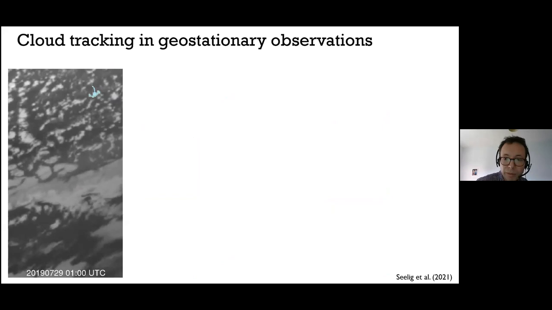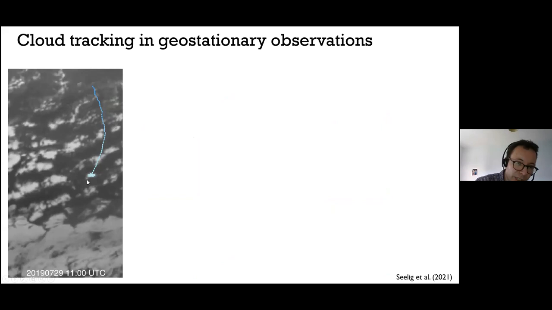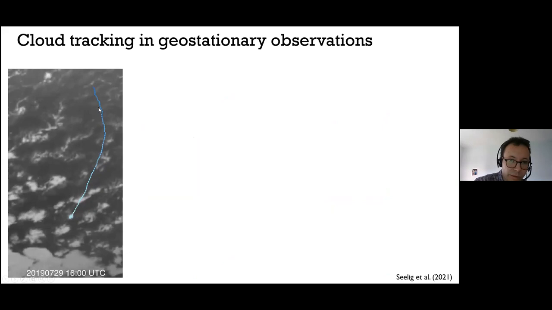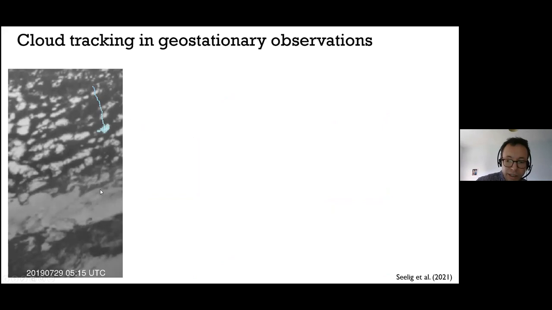So this is how clouds in a geostationary satellite observation can be tracked. This is just for an individual cloud, so that it wouldn't be too messy. We will see more tracks on the next slide. So we can basically pick a cloud, follow it throughout its lifetime. So here it forms, and at the end of this track, it dissolves. And then we can do this for all the clouds in an area that we select.